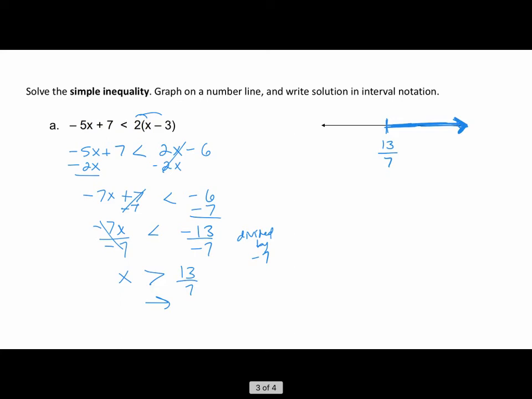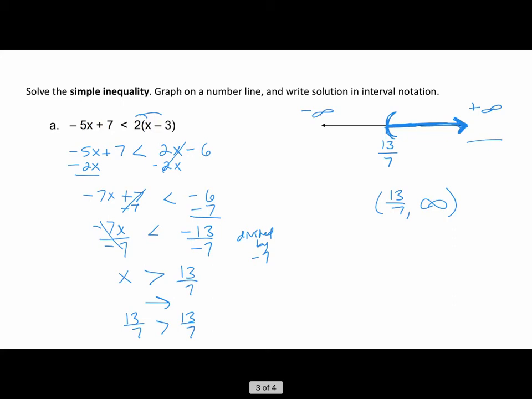Do I include 13/7 as part of my solution? If I put 13/7 in for x, does that make that true? Well, no, 13/7 is not greater than 13/7, so not included, parenthesis. And that means my interval is from least, 13/7, to greatest, that's positive infinity. All right, positive infinity on the right side, negative infinity on the left side.